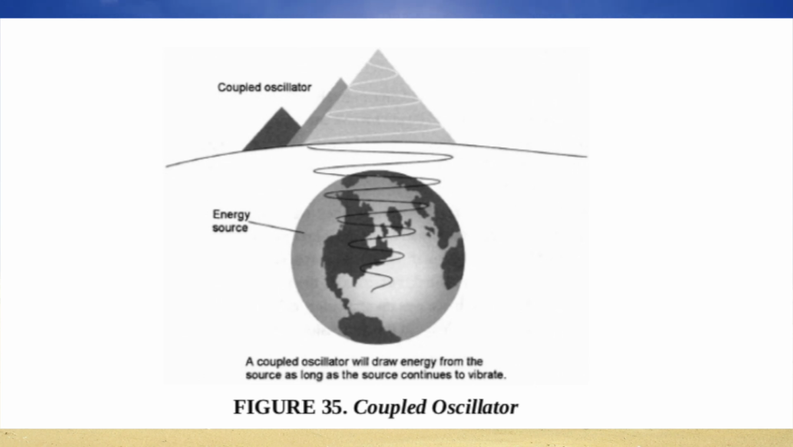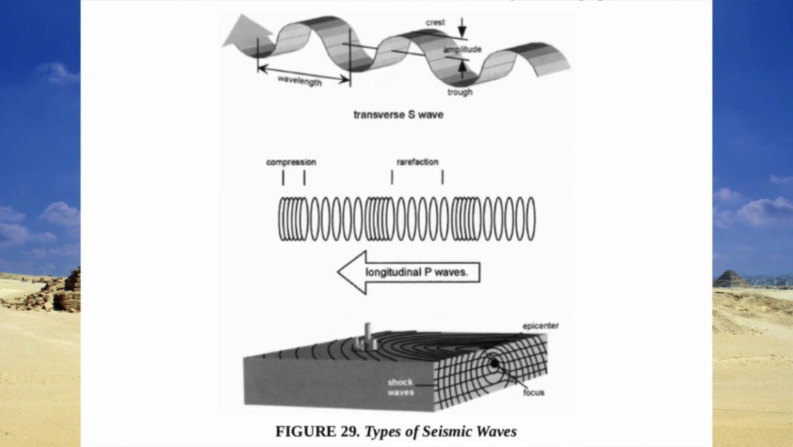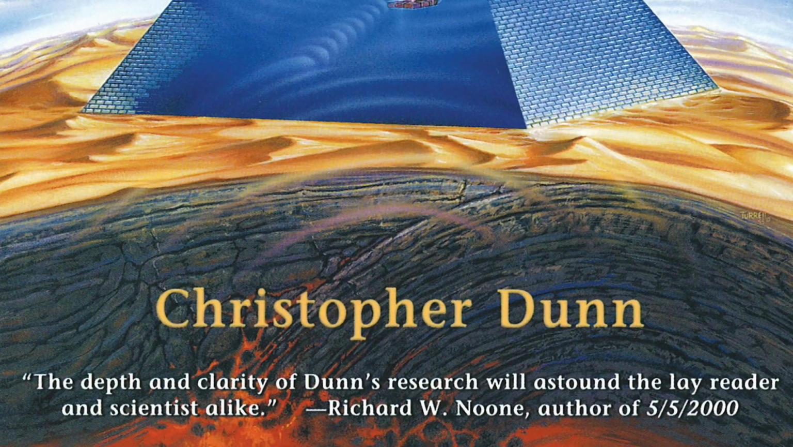For clarity's sake, Dunn's explanation of a coupled oscillator is as follows. "A coupled oscillator is an object that is in harmonic resonance with another, usually larger, vibrating object. When set into motion, the coupled oscillator will draw energy from the source and vibrate in sympathy as long as the source continues to vibrate." Dunn states that because the Earth produces a large spectrum of different frequencies, vibration can be tapped and captured as a source of energy with the right technology.